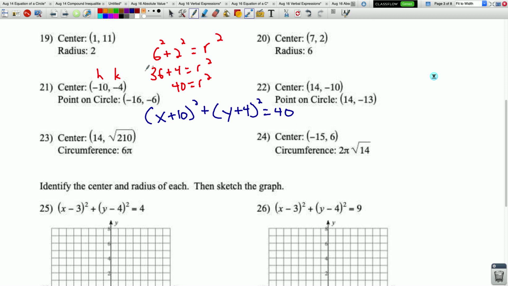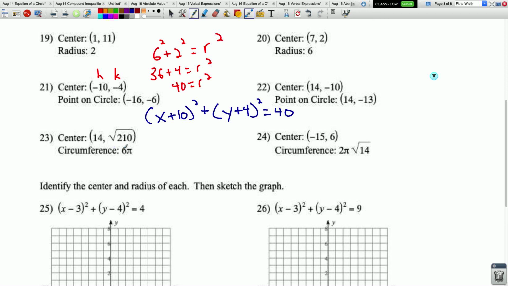Once again, to find that radius, I said to get from this x value to this x value, that's 6 units, to go from -10 to -16. To get from this y value to this y value, that's 2 units. And then I just plug that into my Pythagorean theorem, a squared plus b squared equals c squared.